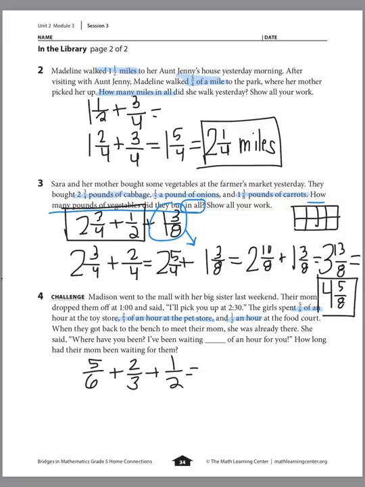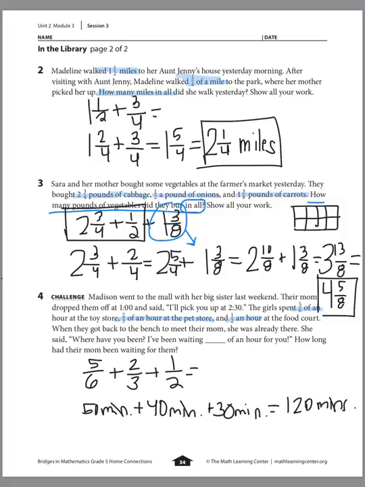So 5/6 of an hour. I know 1/6 of an hour is 10 minutes. So 5/6 would be 50 minutes. 2/3, I know that 1/3 is 20 minutes. So 2/3 would be 40 minutes. And 1/2 of an hour is 30 minutes. So adding that up, 50 plus 40 plus 30. Well, 50 plus 40 is 90, plus 30 more is 120. So that's 120 minutes.